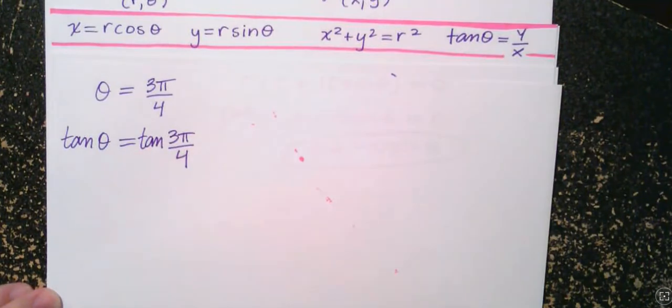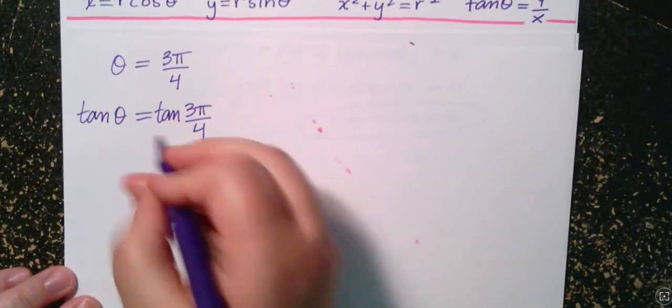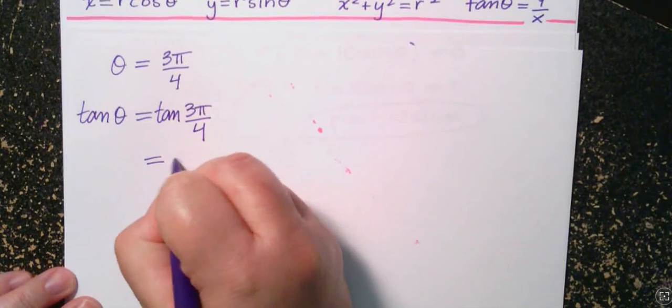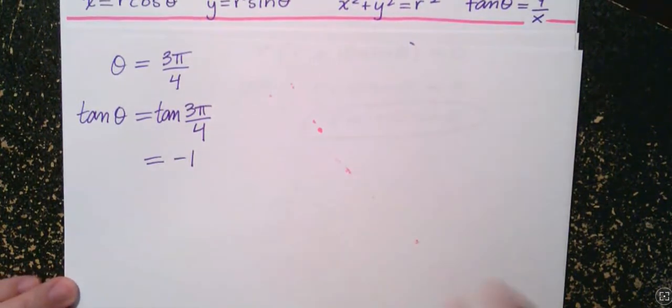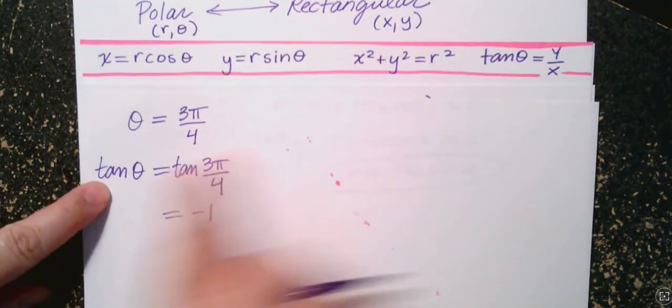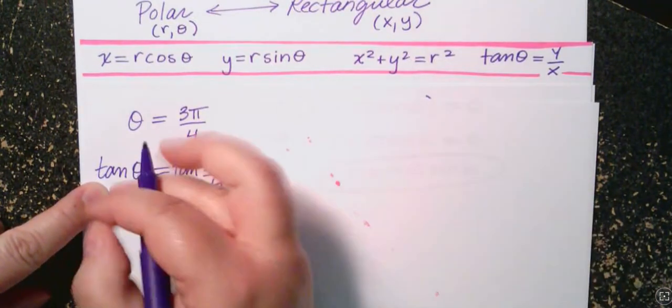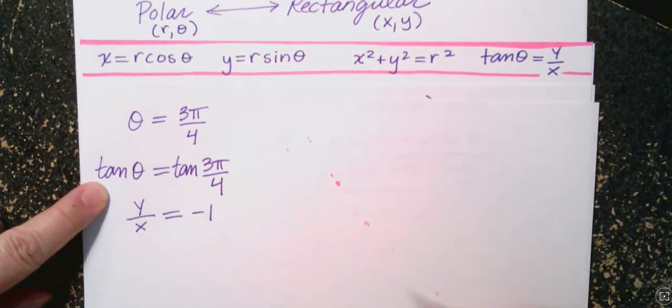Now, tangent of 3 pi over 4, I can figure that out. It's a unit circle value. The tangent of 3 pi over 4 is -1. Tangent of theta, well, that's y over x. So I can write y over x on this side.